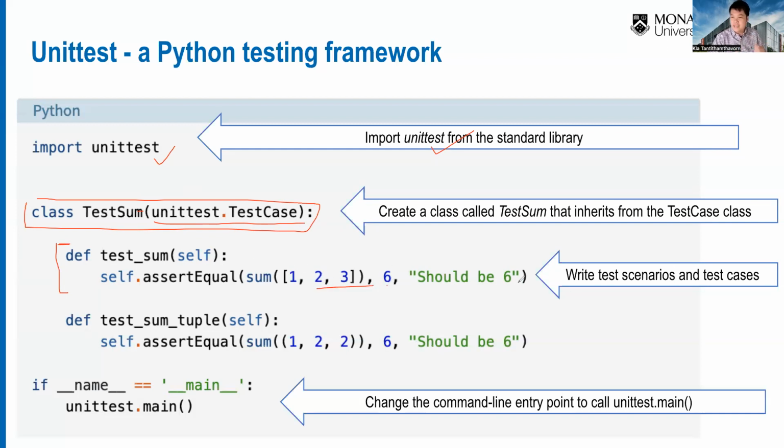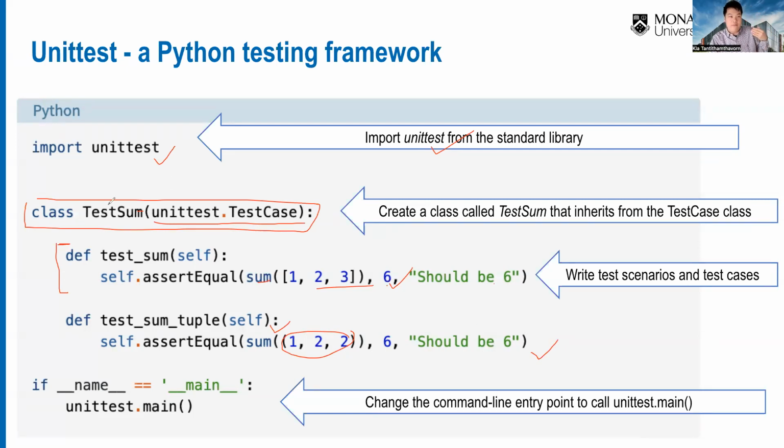So these are the test scenarios here. We want to test the first scenario, just a basic integer list: the sum of 1, 2, and 3 should return 6. That's the first scenario. And we can test the sum of a tuple as well. We can do the sum of an array or whatever is possible. So those are different scenarios here.